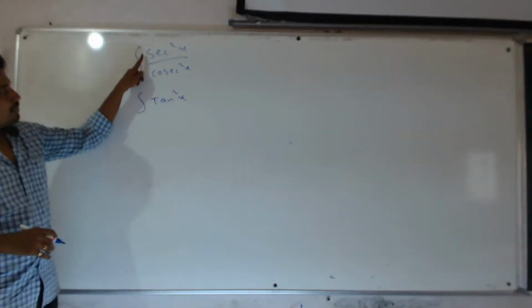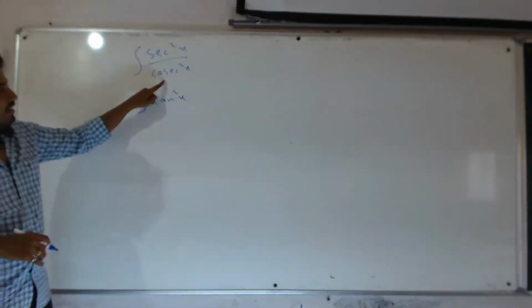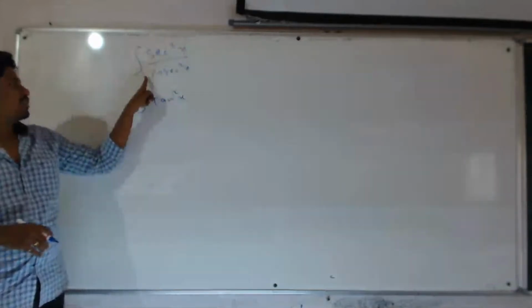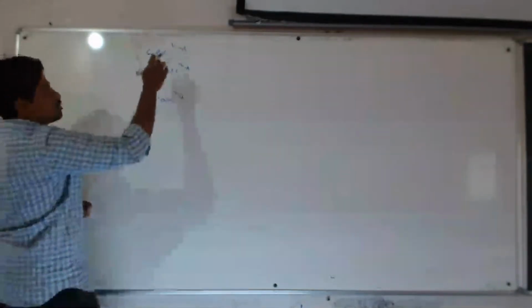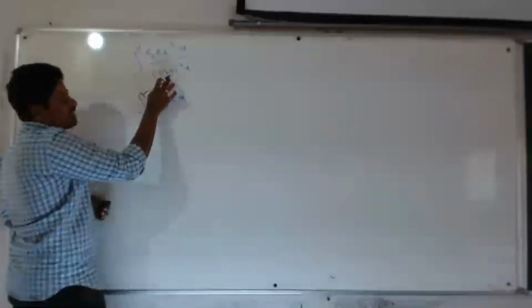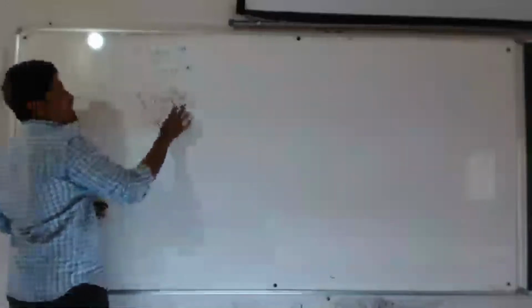See here, sec we can write as 1 by cos. Cosec we can write as 1 by sine. If sine goes upside, cos comes downside, it will be equal to tan square x.